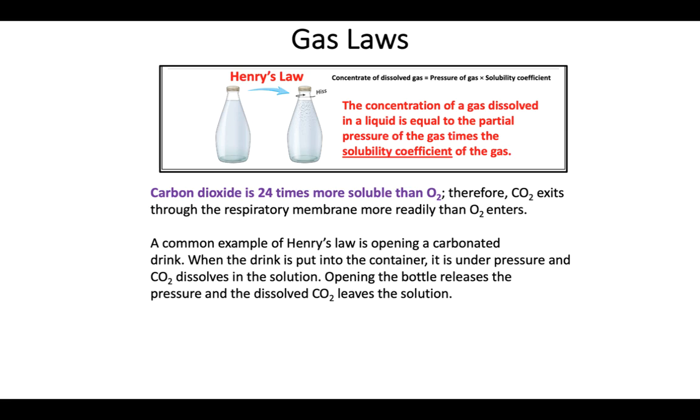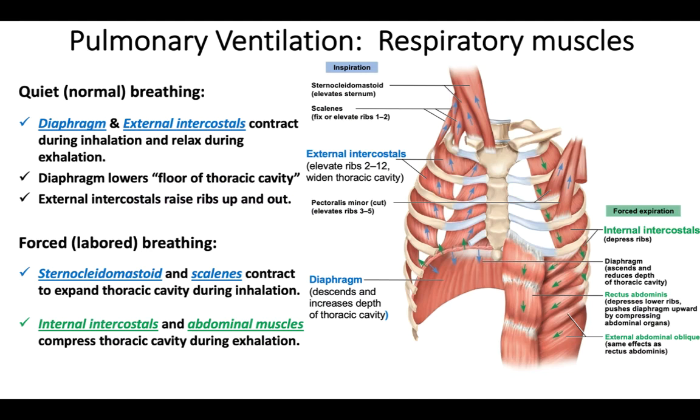Okay. Change of subject. Let's talk about muscles. All right. So what we're learning about here is how we use muscles to change the size of the thoracic cavity. Now remember, as long as you can change the size of the thoracic cavity, you can change the size of the lungs. All right, so as the cavity gets bigger, the lungs get bigger. As the cavity gets smaller, the lungs get smaller.